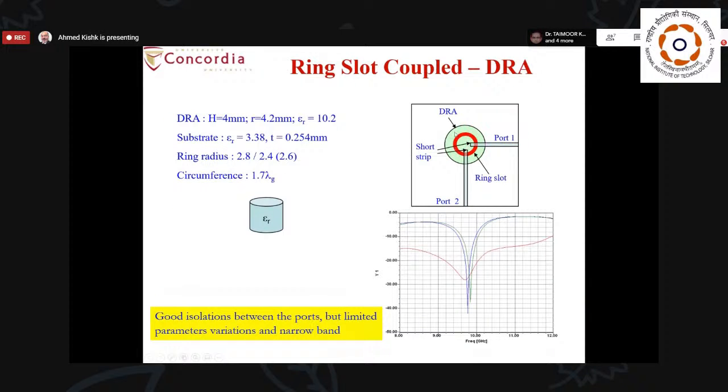Or one can have a circular slot excited orthogonally by two microstrip lines, but the problem is that I don't have enough room to improve the matching of the dielectric resonator, because if I extend this and this, they will meet with each other, because both are printed on the same substrate. So for this, I have good isolation, but in a very narrow band, because also the element is narrow band.